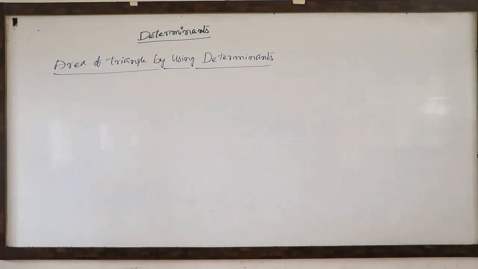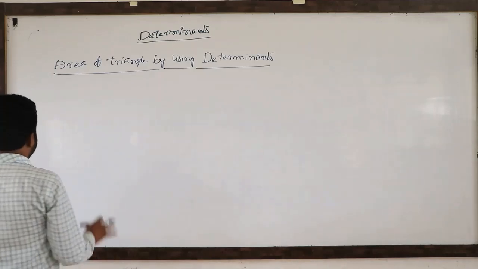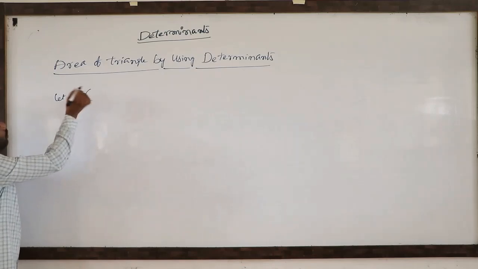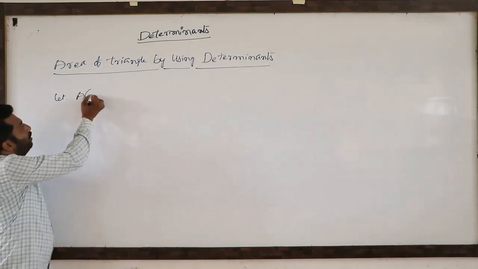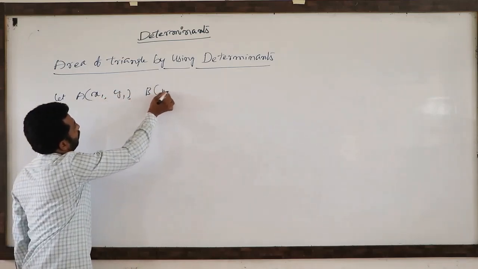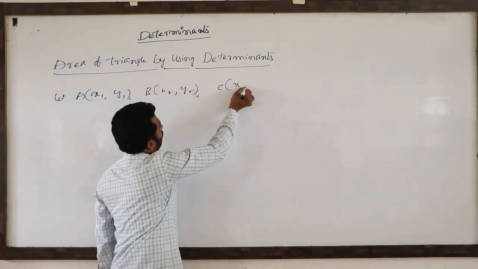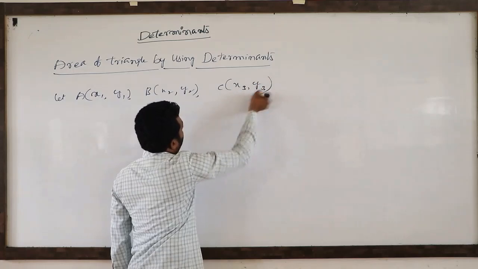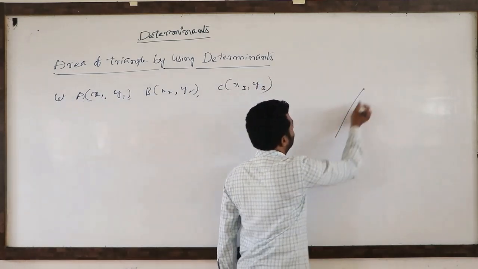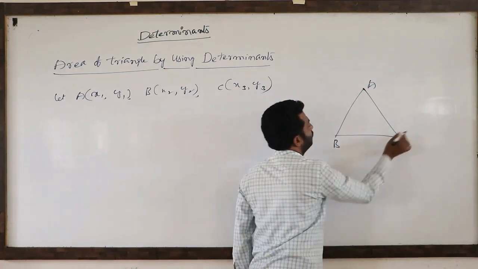Today's topic is the area of a triangle using determinants. First, let's see what the triangle is. A is (x1, y1), B is (x2, y2), and C is (x3, y3). These are the three vertices of the triangle ABC.